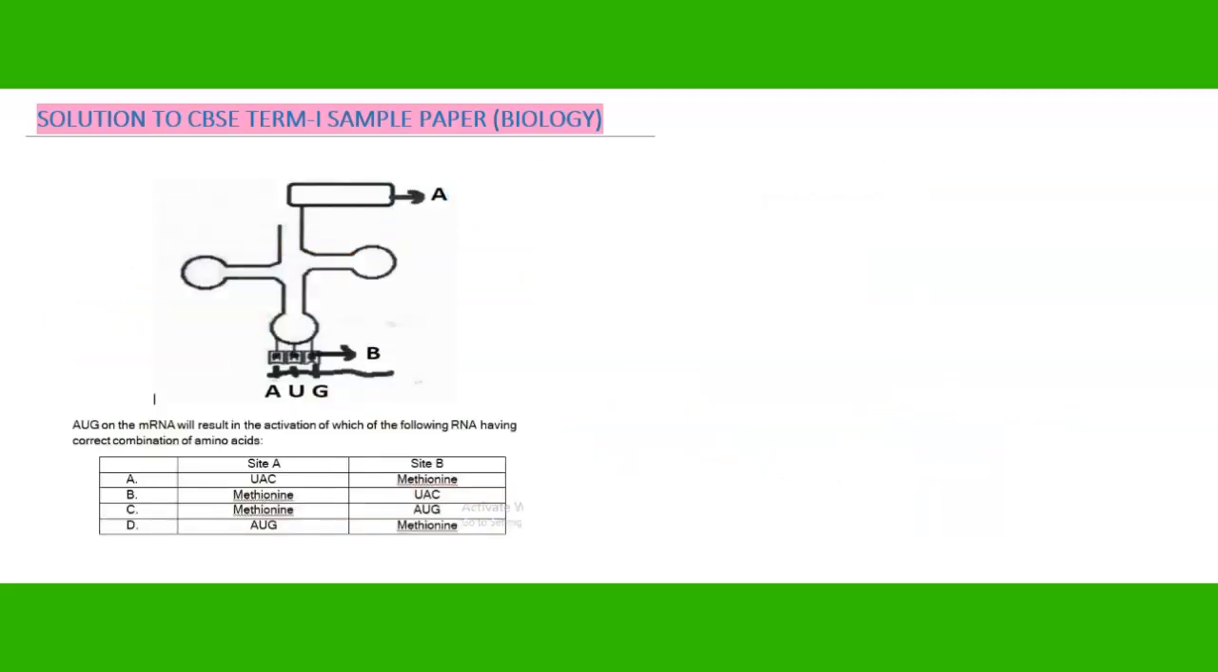This is the next question which I have picked for you. Here the transfer RNA structure is given and we just have to match site A with site B. Okay. Now one thing is sure here, that A site, this site of the transfer RNA, it is amino acid site. Okay. And the B site is the anticodon one, that would be containing anticodon.